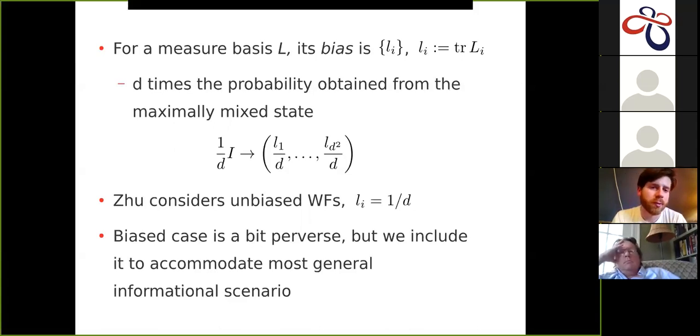And why is it a bias? Well, because D times the probability obtained from the maximally mixed state, which we consider to be the state of no information, complete ambivalence, indifference, ignorance, if that is mapped to anything other than a flat probability distribution, then you could say there's an intrinsic bias in what you are considering a reference measurement. Zhu considered only unbiased Wigner functions. So in the unbiased case, it's very easy to see that the weight is always 1 over D. I have to admit the biased case is a little bit perverse, but it might be that in some general informational scenario, there's a baked-in bias or you find yourself with one. So we want to be able to accommodate as much as we possibly can.